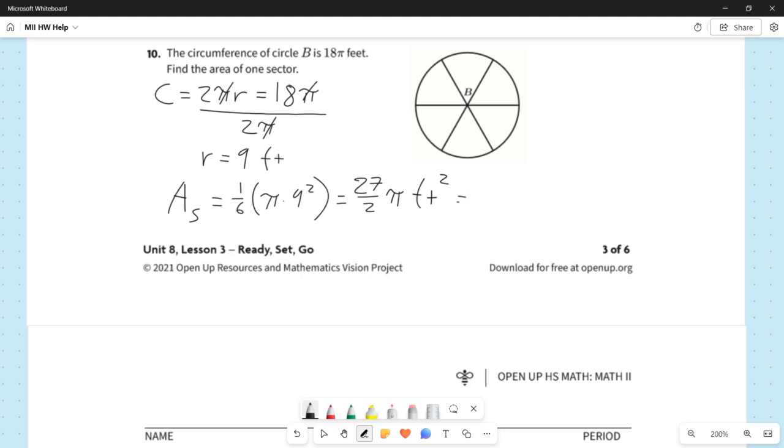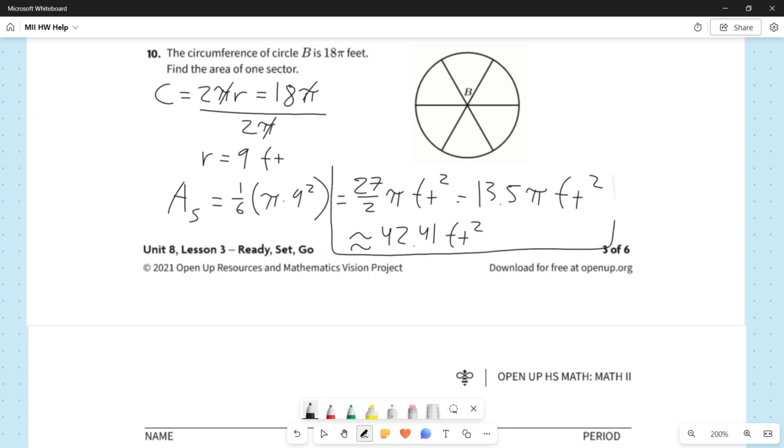If we want our exact answer to not have a fraction in it, 27 over 2 is 13.5. We still need the pi because we haven't plugged that in, and we're still talking about feet squared. Both of those answers are exact. If we want an approximate answer, now we're plugging in for pi, and we get 42.41 square feet. Depending on what format you want, we have two exact answers, one with a fraction and one with a decimal, and then an approximate answer, and they are all in feet squared.